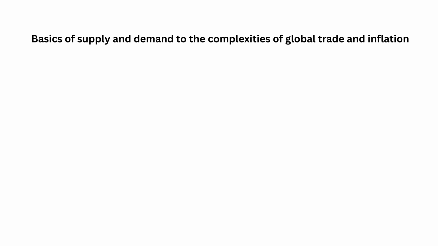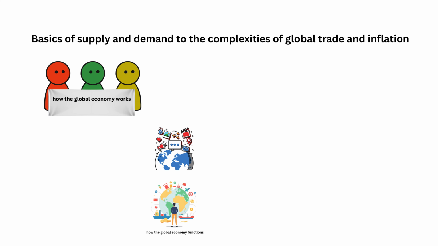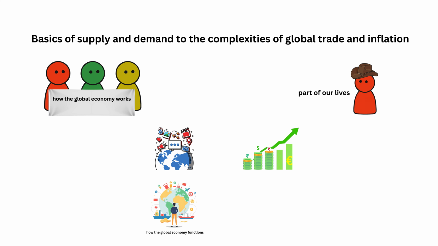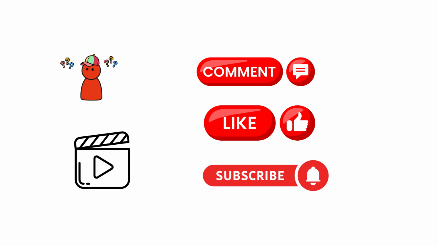Conclusion. So that's a detailed look at how the global economy works. From the basics of supply and demand to the complexities of global trade and inflation, we've covered a lot. While the economy may seem complicated, breaking it down into smaller pieces makes it much easier to understand. The economy impacts every part of our lives, from the goods we buy to the policies our governments implement. Whether we like it or not, we're all part of this massive, interconnected global system.